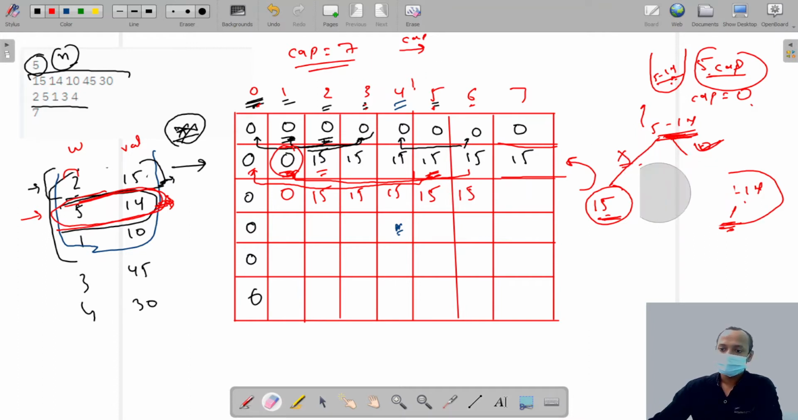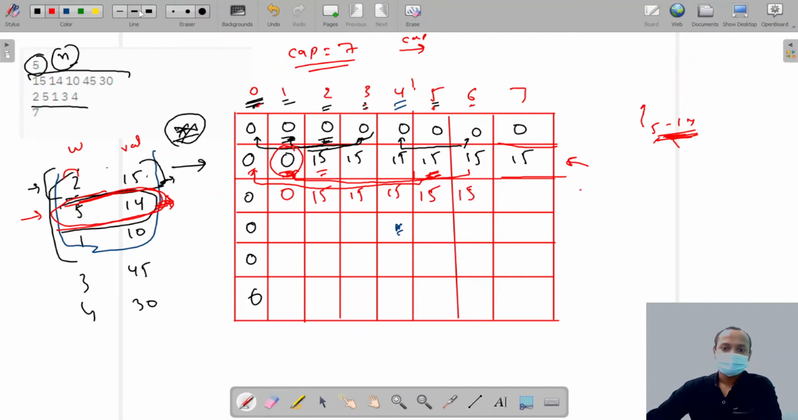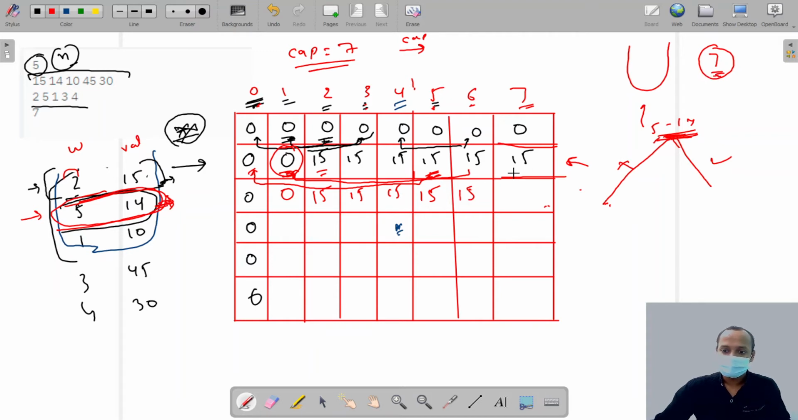Now see here very carefully. What is the capacity of the bag at this cell? 7. Okay, I'm writing 7. Now we have two choices, we can include or we can exclude. First we exclude this item, so we don't take it in our bag. Then the capacity is 7, and with capacity 7 the maximum value we can create is 15. So if we don't include this, we get 15.